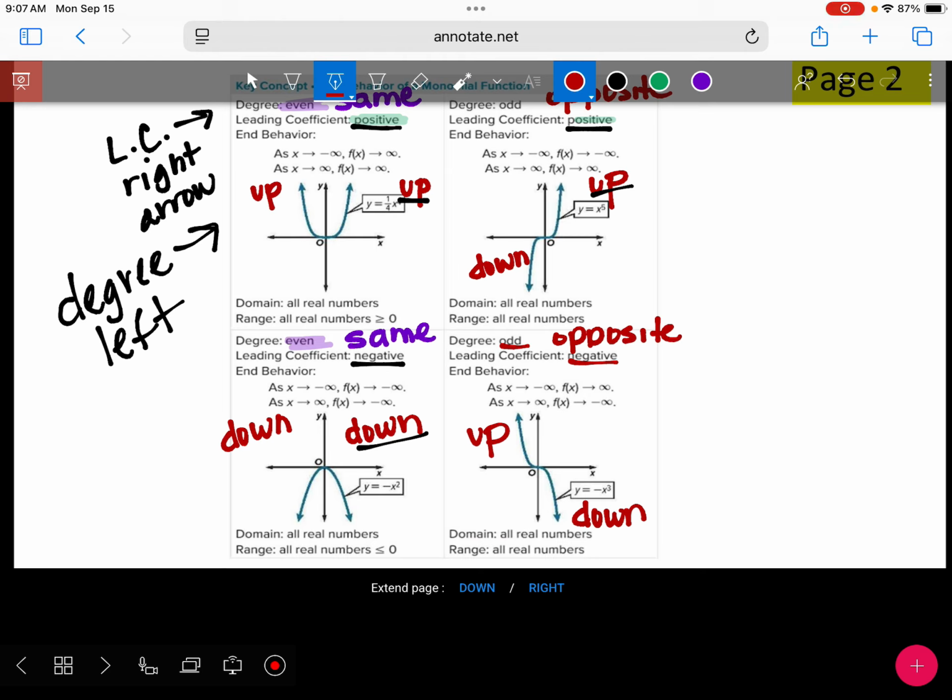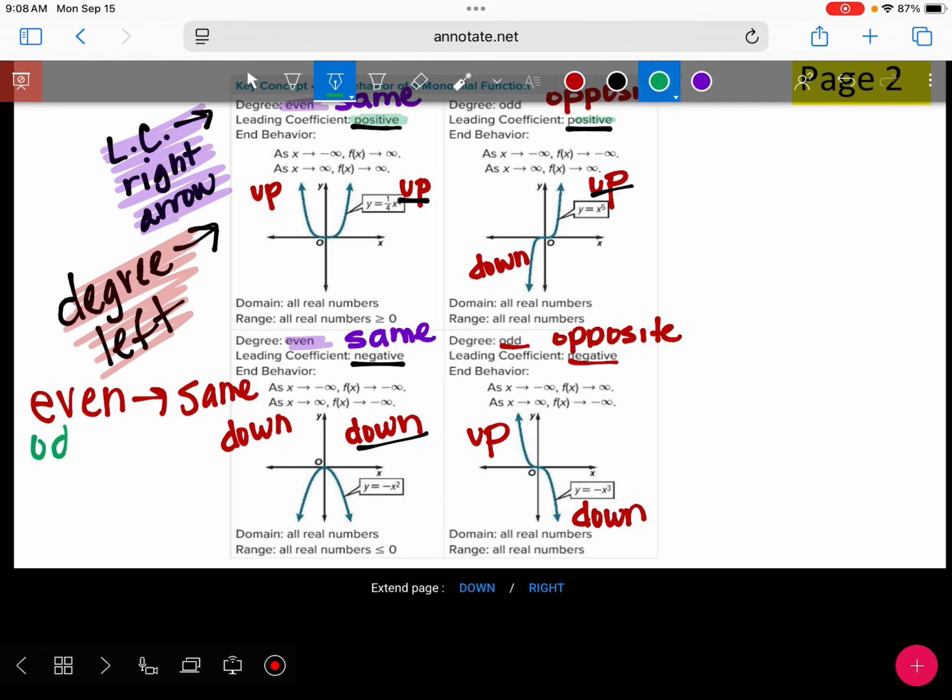Before we move on to our lesson and start practicing, let's do a quick recap because I know I just said a lot. Your leading coefficient controls the right arrow. The degree controls the left. If your degree is even, the left will do the same as the right. But if your degree is odd, the left will do the opposite.